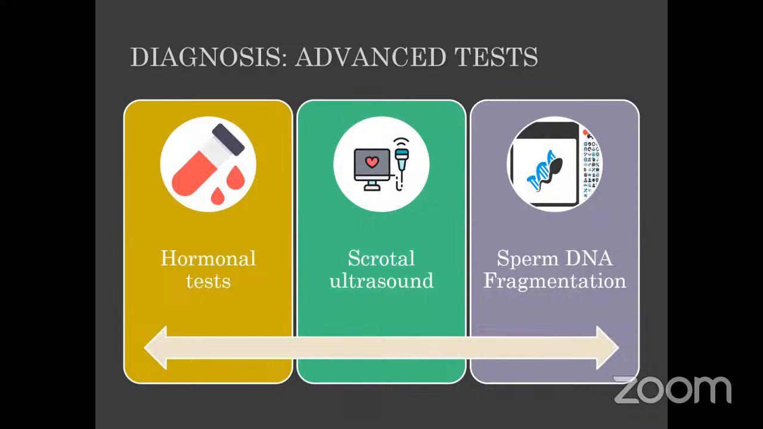If we are seeing any abnormality in the basic sperm analysis, we proceed to the second level investigation. This includes hormonal tests like FSH, testosterone, LH. A scrotal ultrasound or a Doppler of the scrotum may be done to see if there is a varicocele. And a sperm DNA fragmentation test may be recommended if the age of the male partner is above 35, if he is a smoker, a diabetic, or has a stress-related lifestyle. Next.